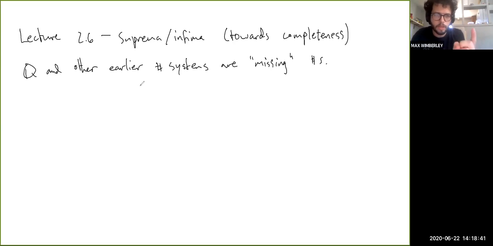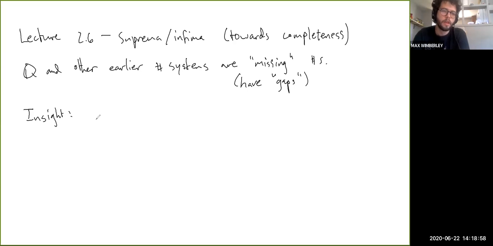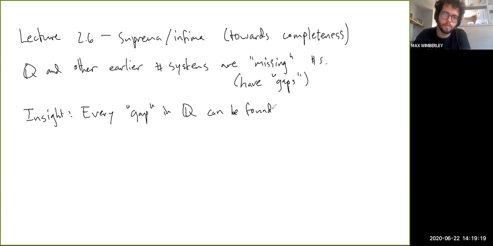But basically think about it this way. Each missing number is kind of like a gap. So there are gaps in the number line, right? Like square root of 2 was a gap in Q. So the big insight here is that every gap in Q can be found with a subset which doesn't have a least upper bound.